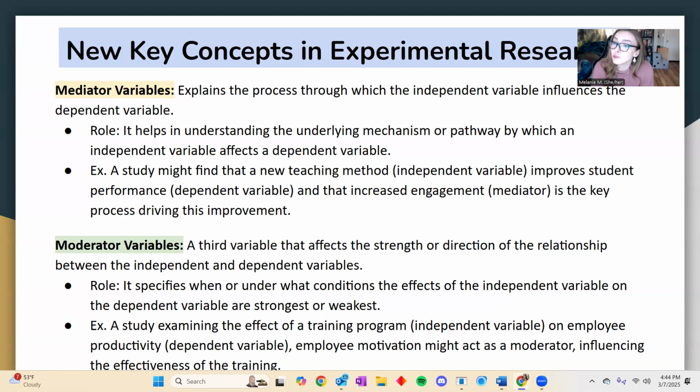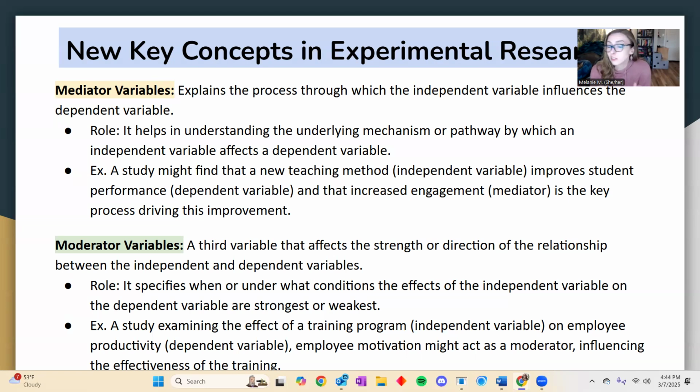Actually, it's that engagement is increased with this new teaching technique, and that mediates the relationship from the teaching technique to the performance. Getting a little fancier now, right? And that's a crucial difference between a moderator.